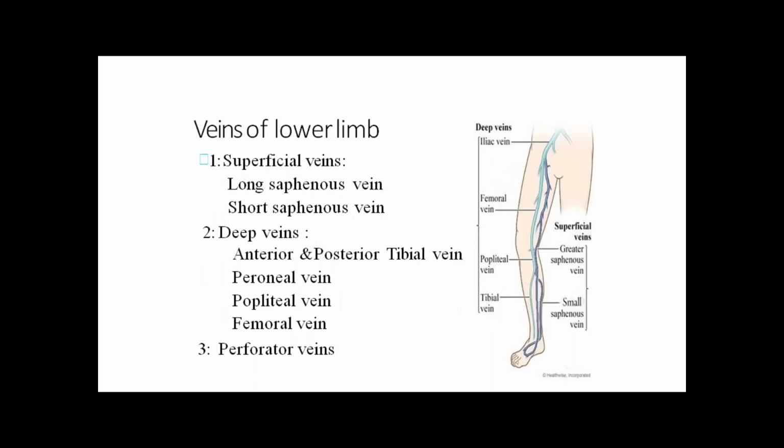So coming to the veins of the lower limb. There are superficial veins, which consist of the long saphenous vein and the short saphenous vein. Whereas the deep veins consist of the anterior and posterior tibial veins, peroneal vein, popliteal vein, and the femoral vein. And third are the perforator veins, which are direct and indirect perforators.